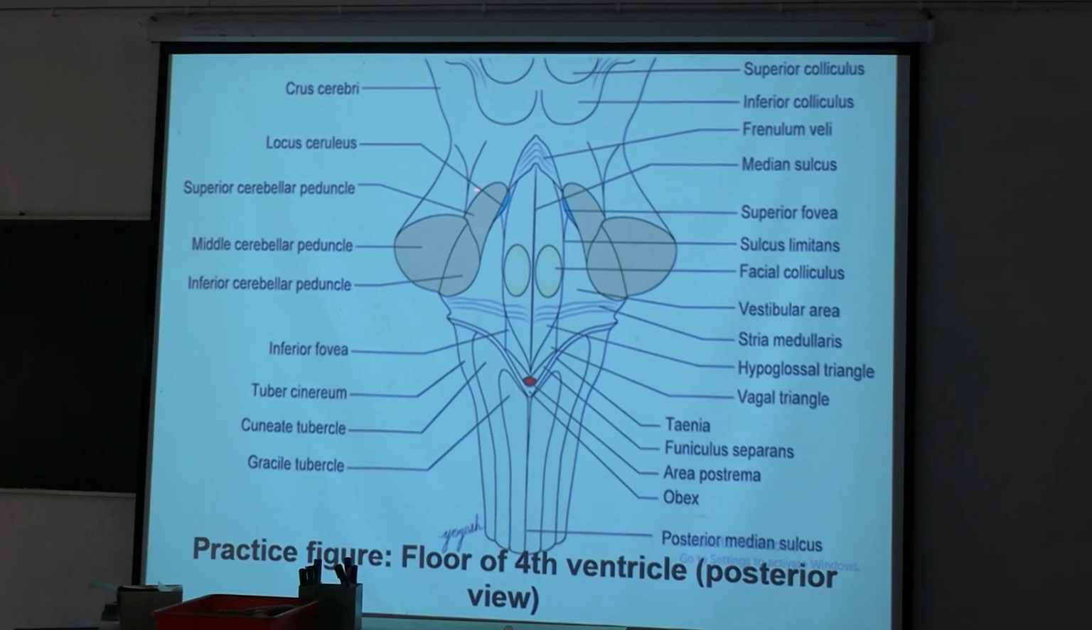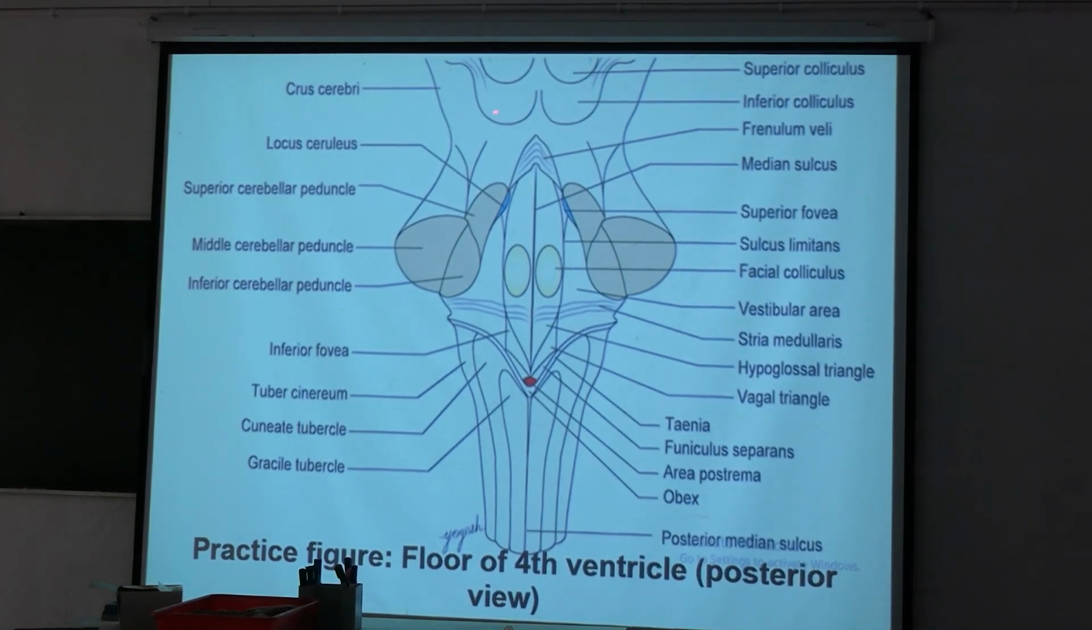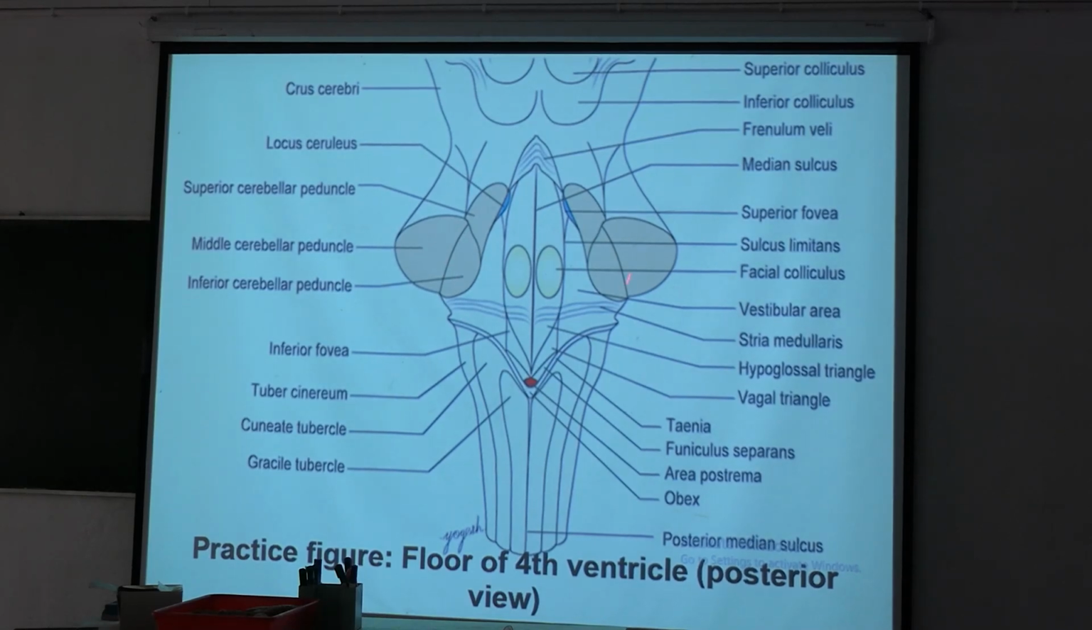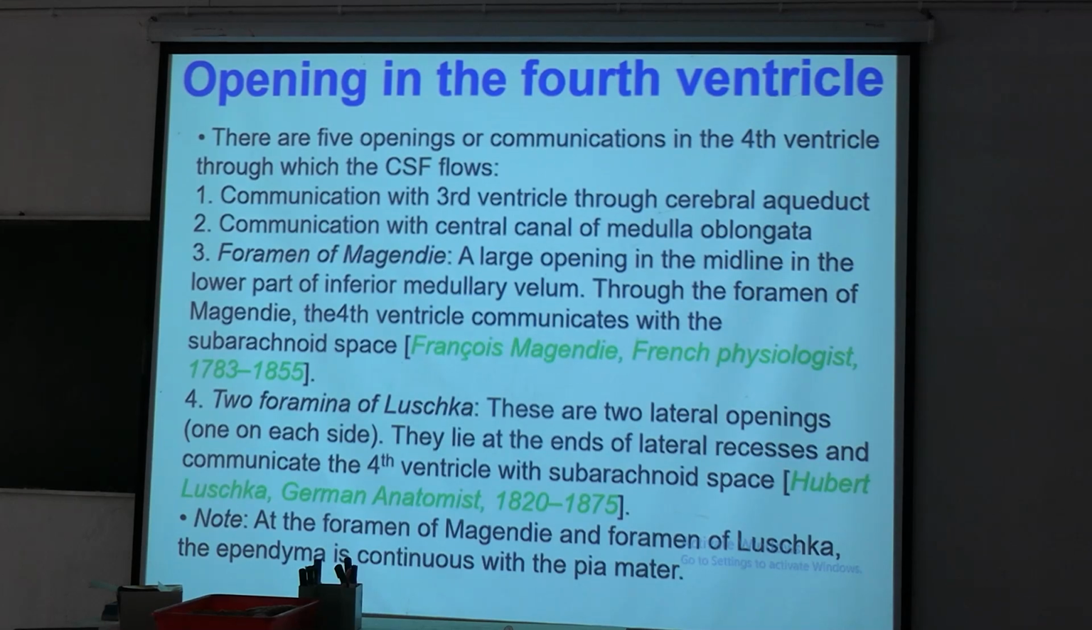And this is the area of locus ceruleus near the superior fovea, and there is bluish grey discoloration. And this is the superior cerebellar peduncle. Here will be the inferior cerebellar peduncle, and this is the middle cerebellar peduncle, forming all this. You read in your book. Okay, floor is the most important part.